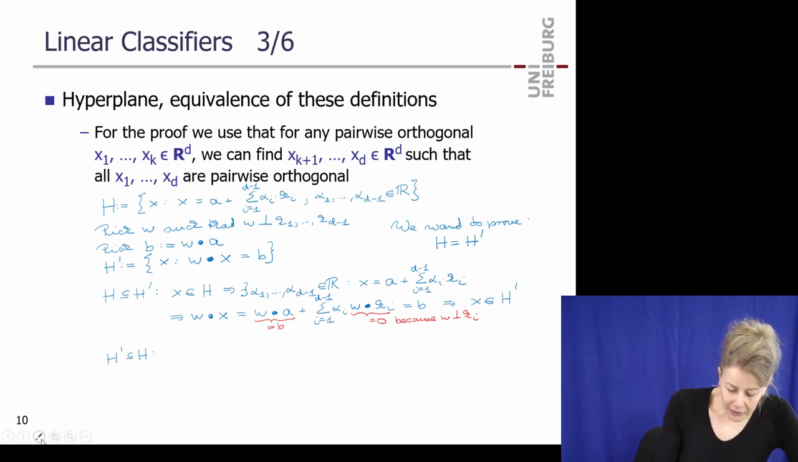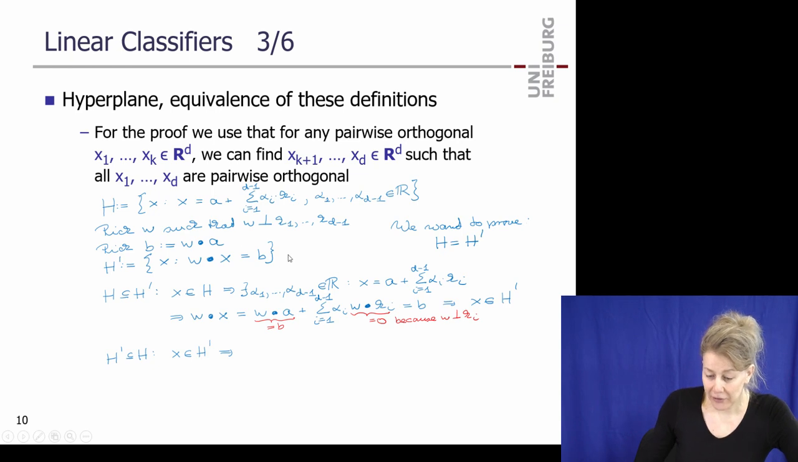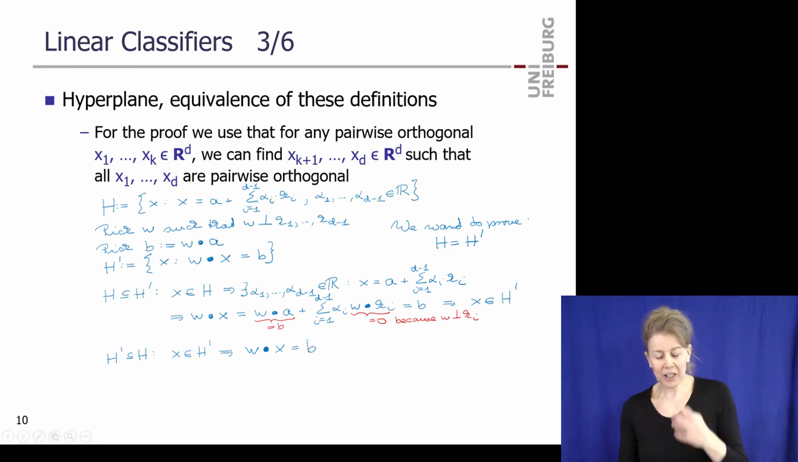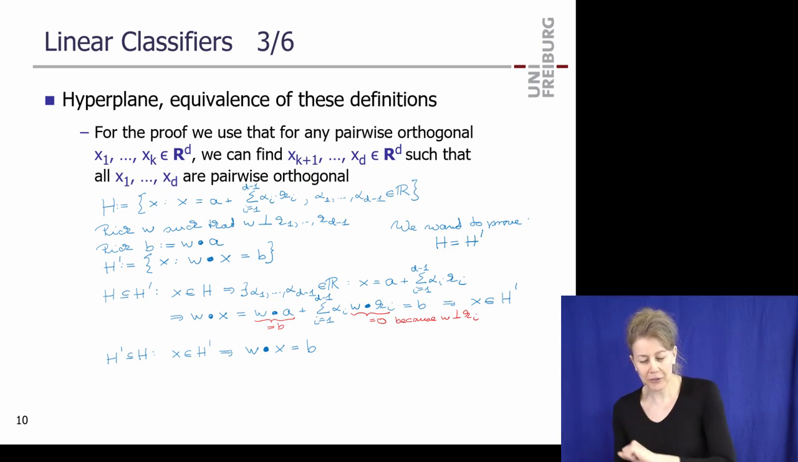Okay, so let's try this direction. So now I have an x which is in H prime, which means, and it's easier, you can already see it now. This definition is a little more unintuitive, but it's much easier to work with, right? Here you have to say, now I have these coefficients, many of them, I can write x as this ugly sum. Here I can just say, okay, the dot product, so that's really very nice, I can write it very compactly, is w. Okay. And now I want to show, okay, if x satisfies this, then it's in H. Now I can write it as a plus this sum.